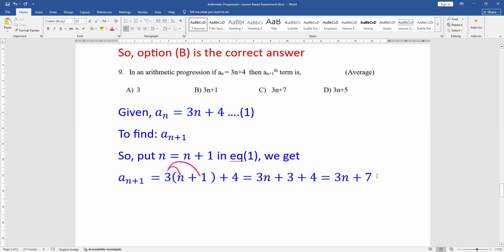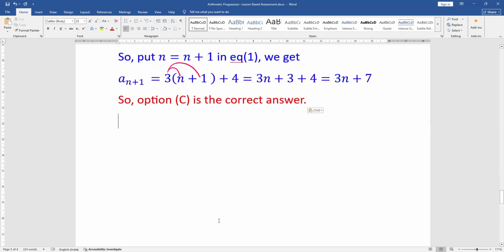So what's the correct option now? So that is option C is the correct option. So let me write it. Option C is the correct answer. Let's go for the next question.